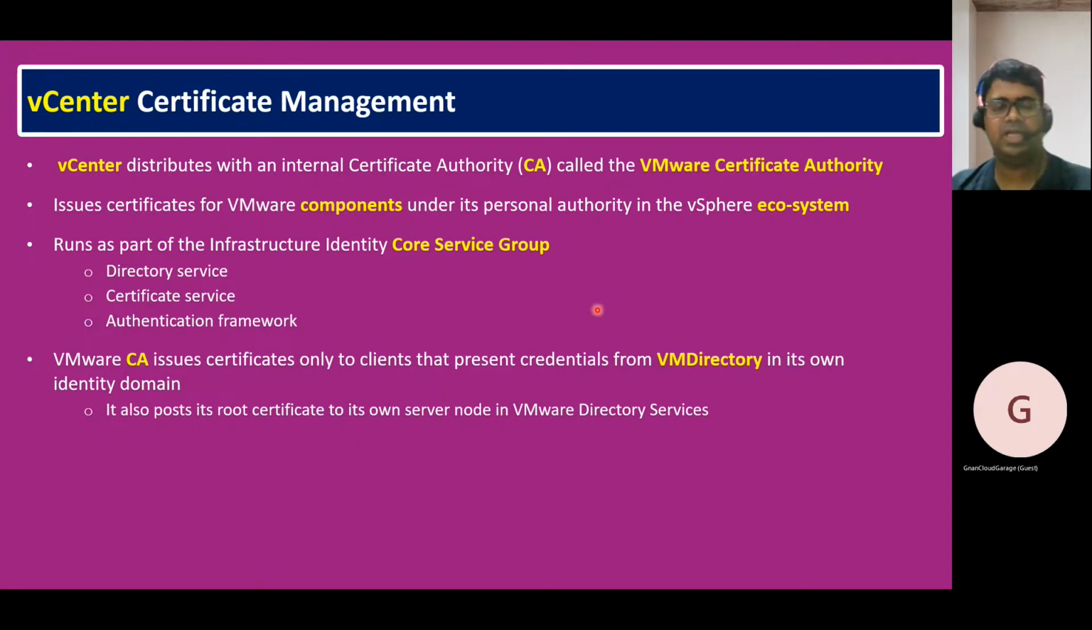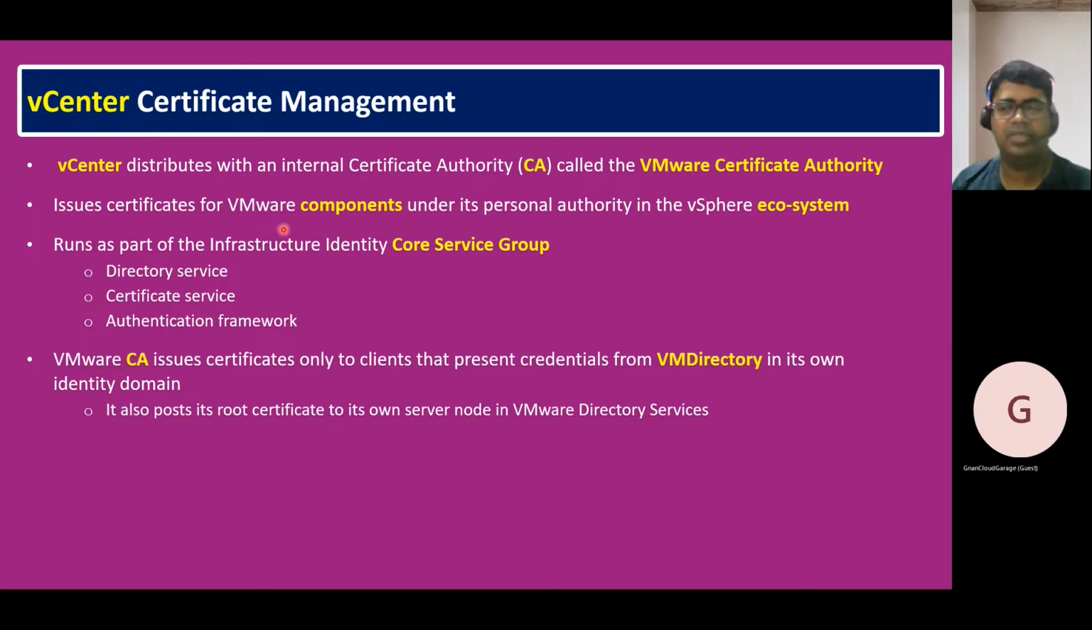We can maintain all the existing certificates only. But some organizations, due to security and compliance, prefer to use a third-party certificate. In that scenario, as a vSphere administrator, we have to learn how we can renew and how we can replace the existing vCenter certificates. Okay, so that portion we can discuss now. vCenter is distributed with an internal certificate authority. Certificate authority, in short form, we call it CA, called the VMware Certificate Authority, issues certificates for VMware components.